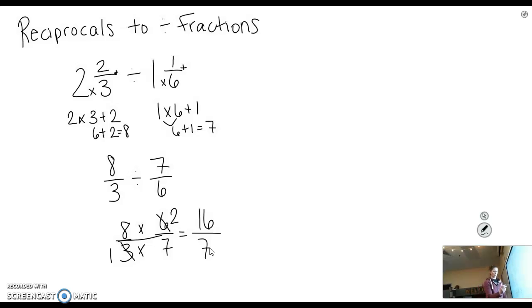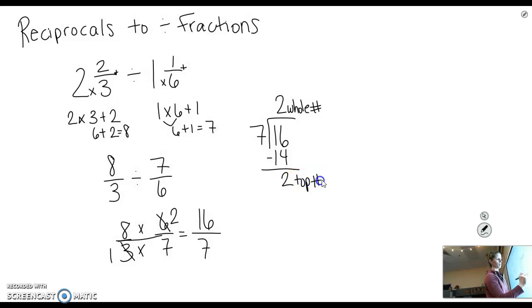All right, so we still have an improper fraction because our top number, 16, is larger than our denominator. So I'm going to do 16 divided by 7 equals what? So I know that 7 times 2 is 14, so I'm going to start there. And I have 2 left over. So remember, this is my new whole number. And this is my new top number. My denominator stays the same. So I have 2 and 2/7. And that's how you find the reciprocal to divide fractions.